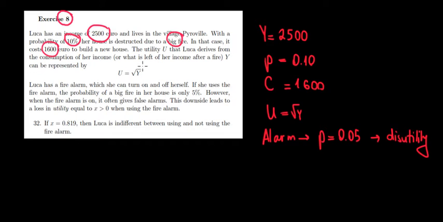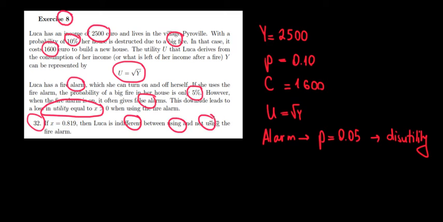Now, Luca's utility is the following function, the square root of his income. Now, he has an option to turn on a fire alarm. And the probability in that case of having the house on fire would only be 5%. But this alarm gives often false alarms. So in that case, he would have a loss in utility equal to x. Now, in question 32, what does x have to be equal to for Luca to be indifferent between using and not using the fire alarm?